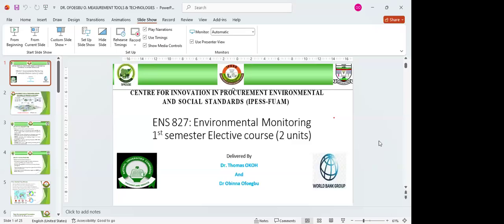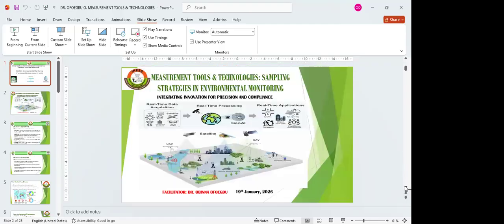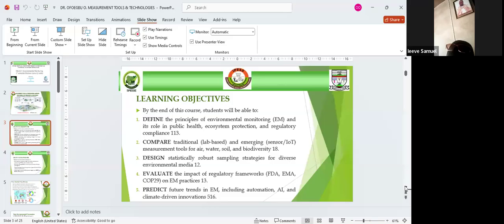All right. So this is the slide of the activity we had yesterday, the discussion. Am I correct? Yes. We started from here, and we went through these slides, looking at the measurement tools and technologies, sampling strategies, environmental monitoring. We went through the learning objective.